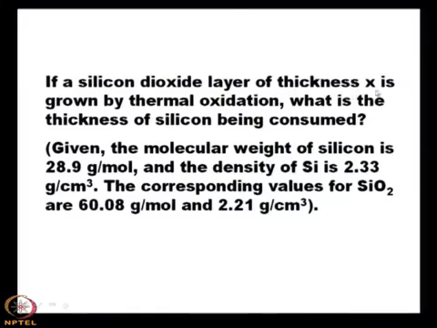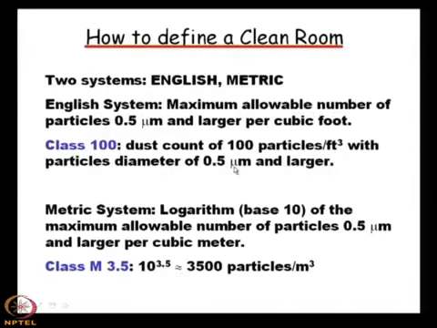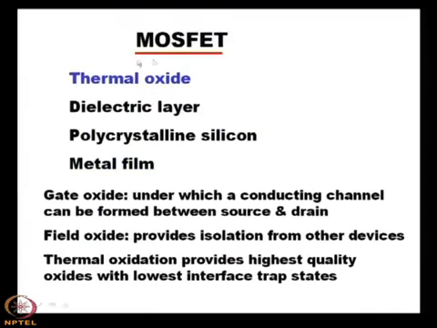Then we have talked about a mathematical problem: for a silicon dioxide layer of thickness x to grow, how much silicon is being consumed. With this we end the discussion on oxidation. We have discussed that gate oxide is one of the most important, under which a conducting channel can be formed between source and drain. Then field oxide provides isolation from other devices, and these two oxides are formed mainly by thermal oxidation. Next day we shall discuss the dielectric layers, polycrystalline silicon and metal films. Thank you.